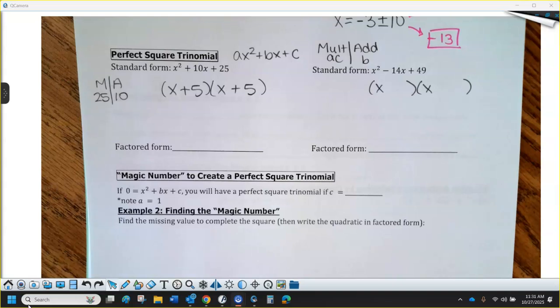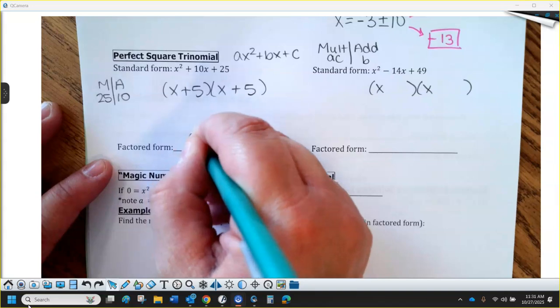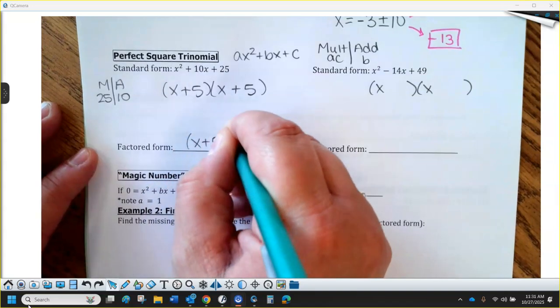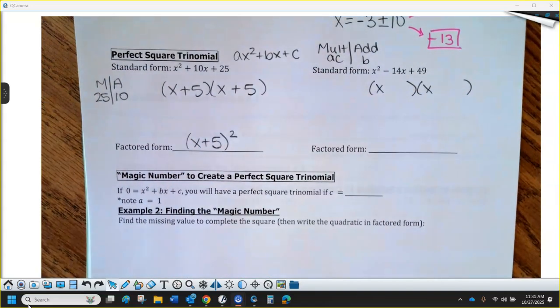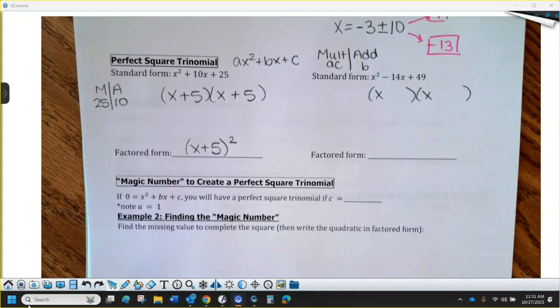Not for this one. What do you think? Yeah, that's what I was trying to get. If they're exactly the same, the entire thing can be squished together. And you can write it like this, x plus 5 squared. Now, I'm just going to scooch this down just for 1 second.